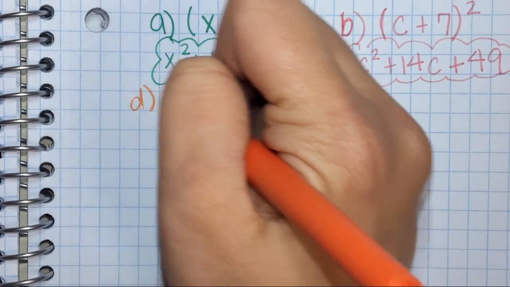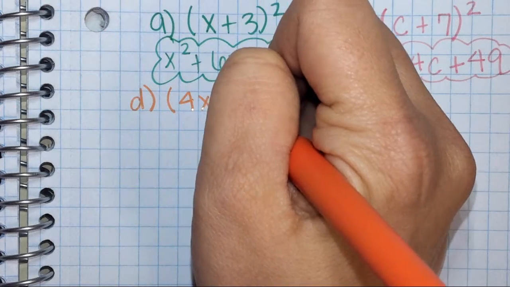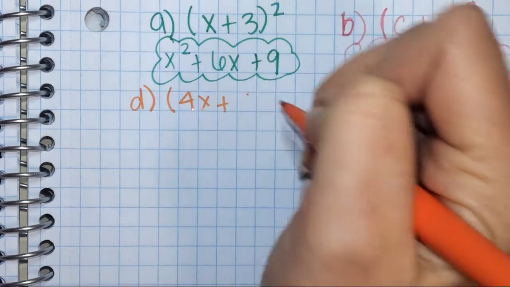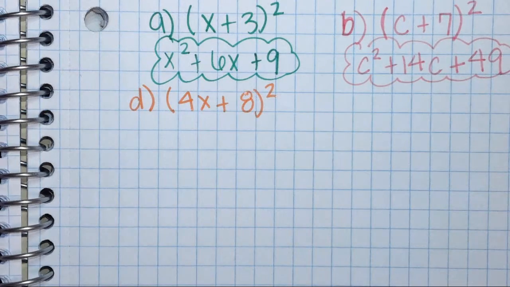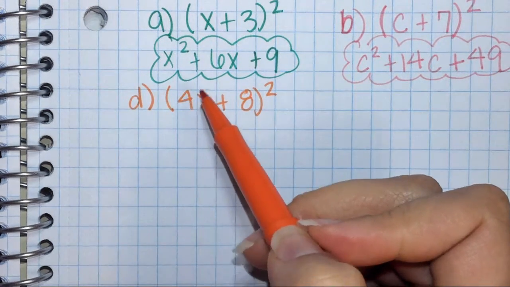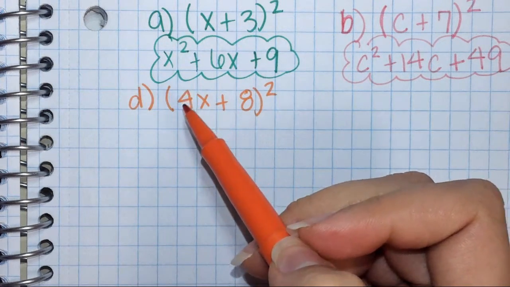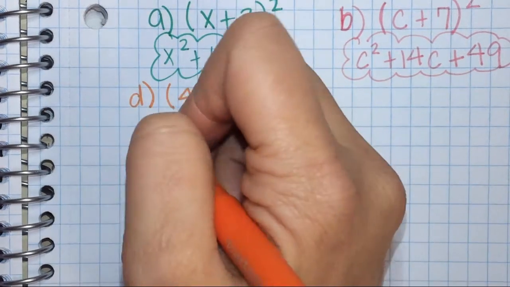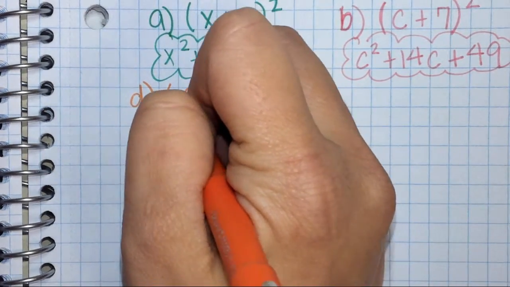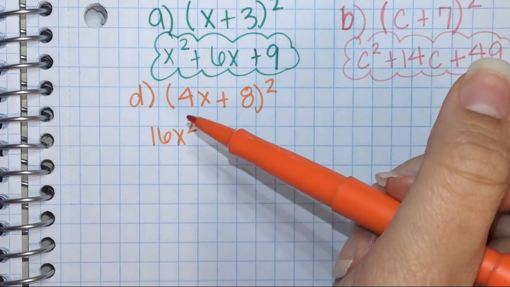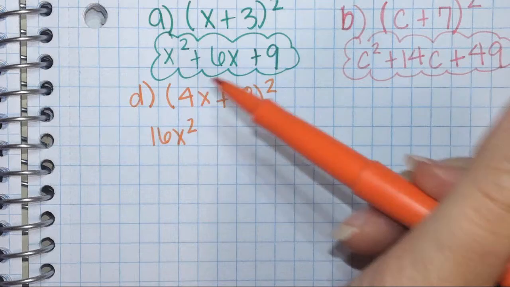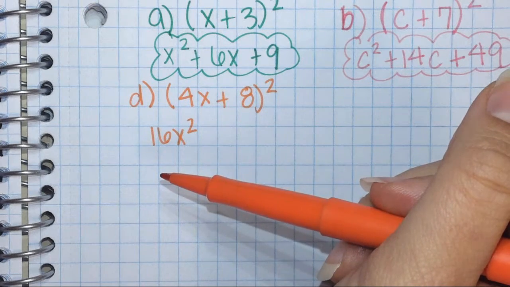All right, 4x plus 8 quantity squared. We're doing it together. First thing we do is we square 4x. So what is 4x squared? 16x squared. Don't forget to square your 4. So you do this whole thing squared. 4 times 4 is 16.